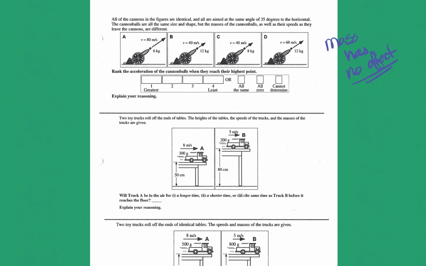Right, on a projectile's flight. What determines... they're all at the same angle, but they are at different speeds. Rate the acceleration when they reach their highest point. So what acceleration is there for a projectile? Well, the only acceleration is g, and that's vertical, and that's negative 9.8 for all of these. So they're all the same, okay?